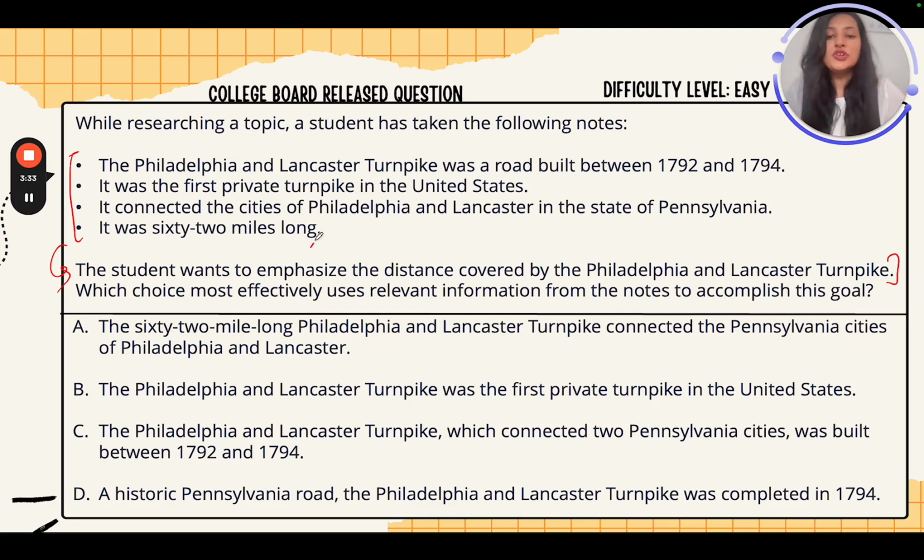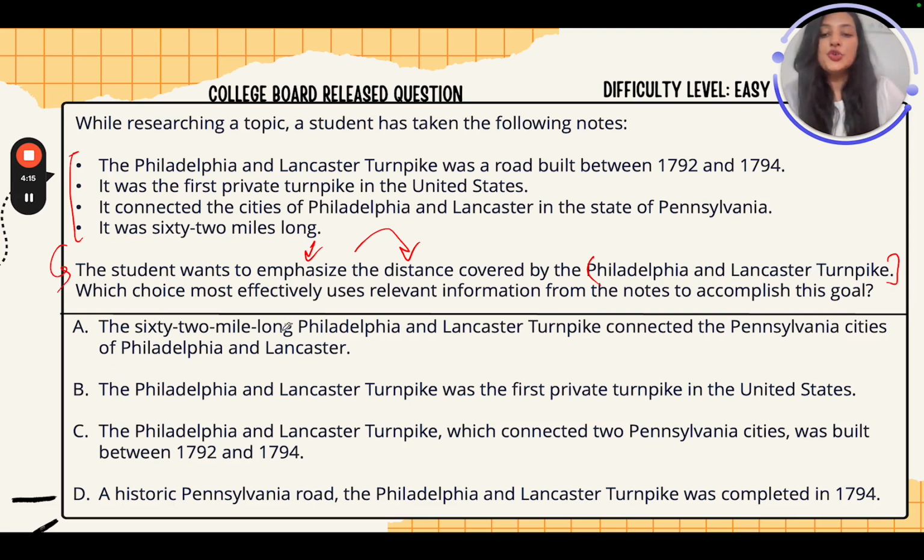Basically, the student wants to emphasize something. What is the meaning of the term emphasize? Putting stress upon something, right? Putting extra attention on one particular thing. What is that one particular thing that the student wants to put extra attention towards? The distance. The distance covered by this Philadelphia and Lancaster Turnpike. The student wants to emphasize the distance. So it's kind of obvious that the right option should talk about the distance, right? The right option should definitely talk about the distance covered by the Philadelphia and Lancaster Turnpike. Now with this understanding, let's go to our options and let's try to eliminate some of them. A.